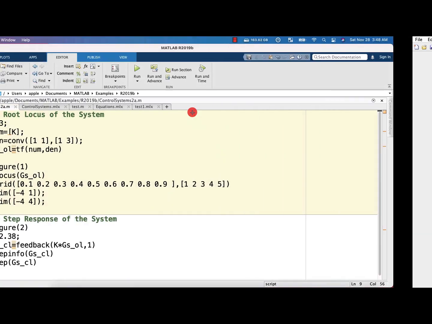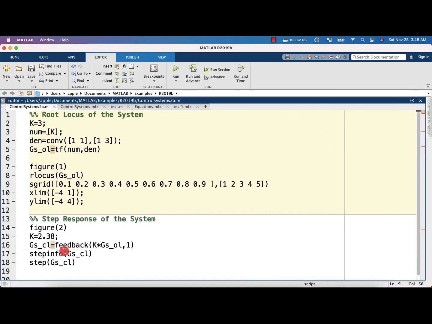And what this second part of the code is doing is plotting the step response of this system. So we have considered a separate figure, not this one. Figure 1 was over here, and figure 2 will have a separate figure window. Let's suppose that our gain is equal to 2.38, and over here we are first of all going to develop the closed loop transfer function. We want to look at the step response of the closed loop.